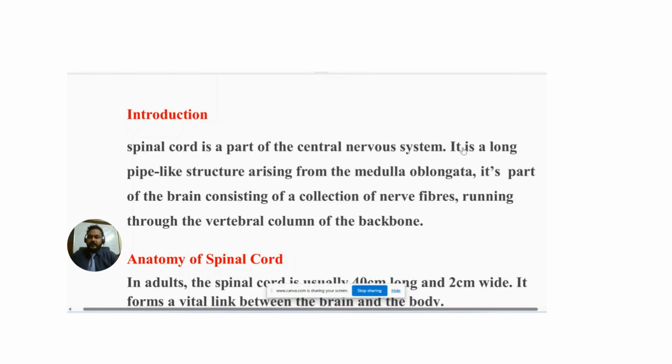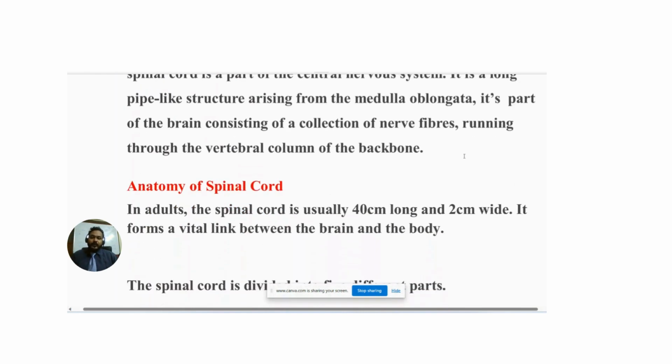Welcome to this lecture. Today we have a discussion on the spinal cord. The spinal cord is a part of the central nervous system. It is a long pipe-like structure arising from the medulla oblongata. It's a part of the brain consisting of a collection of nerve fibers running through the vertebral column of the backbone.